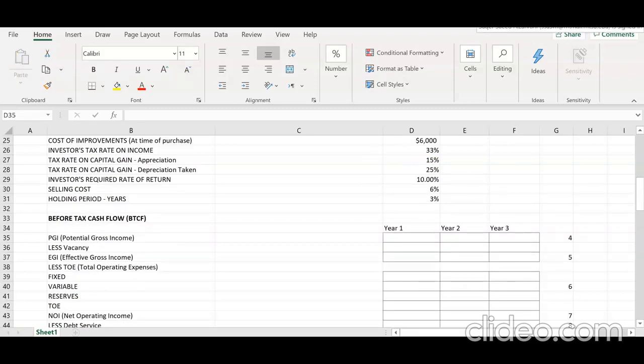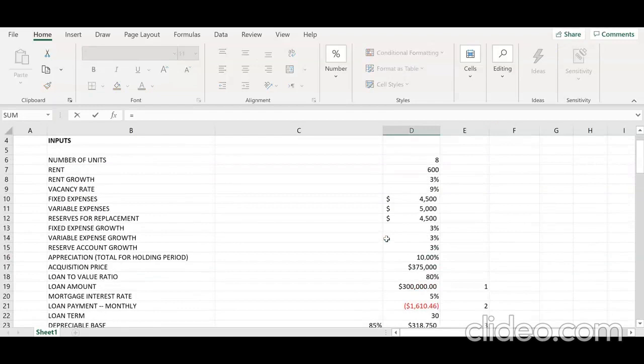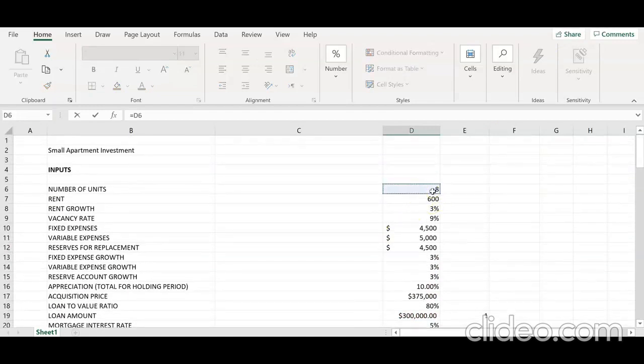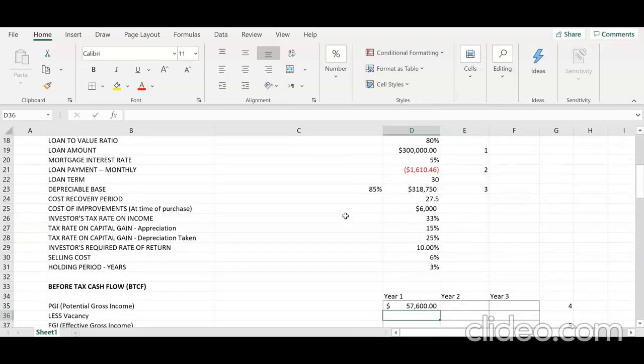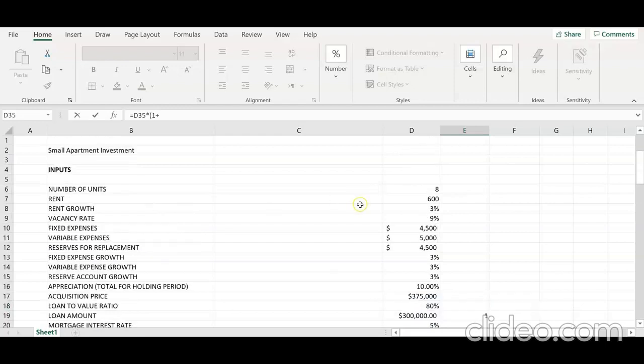For the PGI, which is the potential gross income, I took the number of units multiplied by the rent multiplied by 12. For the second year, I used the previous cell, which is the first year, multiplied by 1 plus the rent growth.